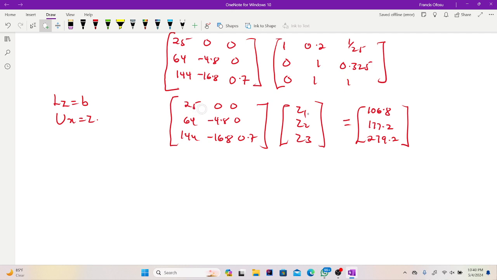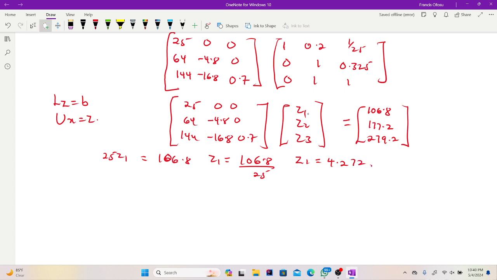So you know that I'll multiply this by everything. So 25 by z1 is what? 25 z1. The rest will be 0. Okay, should give me 106.8. Therefore, my z1 is equal to what? 106.8 over 25. So you simply do this. 106.8 over 25. I'm getting my z1 to be equal to 4.272.